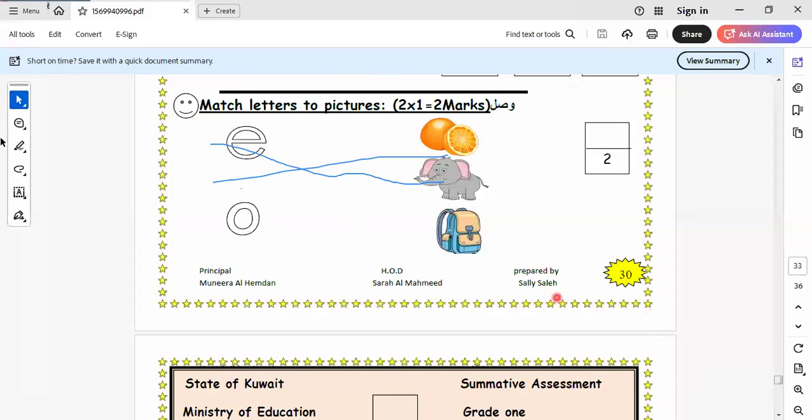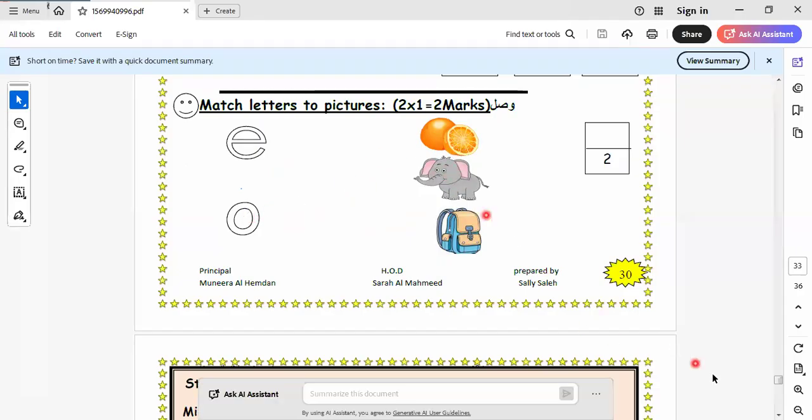Okay. Here we say, here is this letter E. Which picture of these started with letter E? It will be elephant. So I select this one by this one. Which of these pictures started with letter O? It will be orange. Let's go to the last one here.